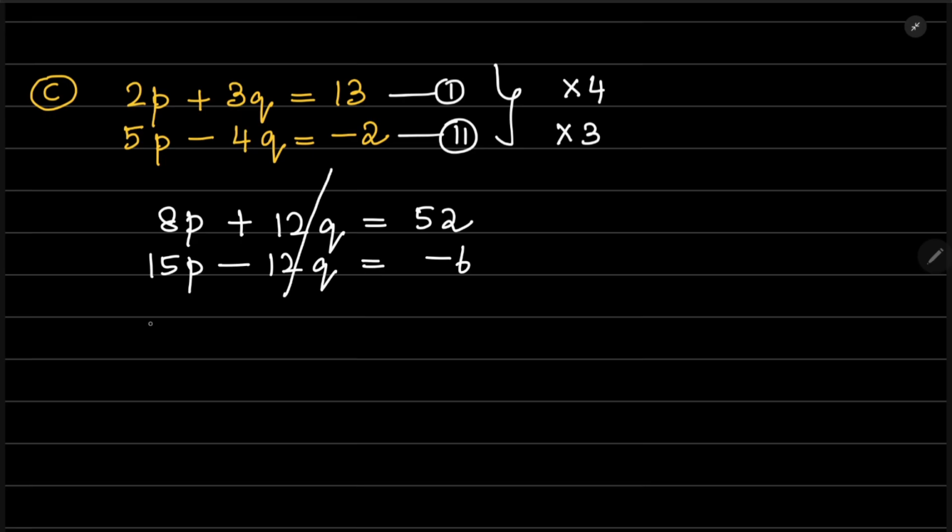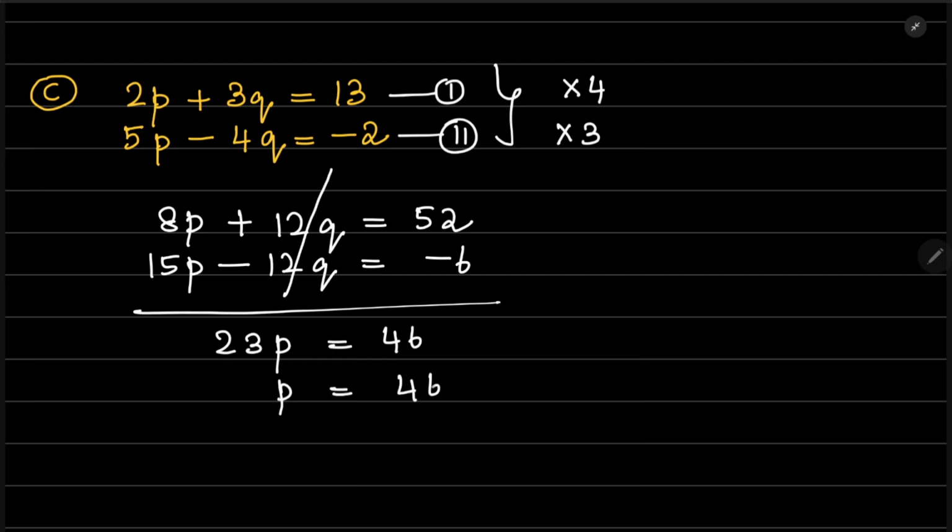So 12q minus 12q gets cancelled. What is left? 15 plus 8, 23. P is equal to 52 minus 6, it is 46. Right? So P is equal to 46 divided by 23, so it is 2. Therefore, your P is equal to 2 is your answer.